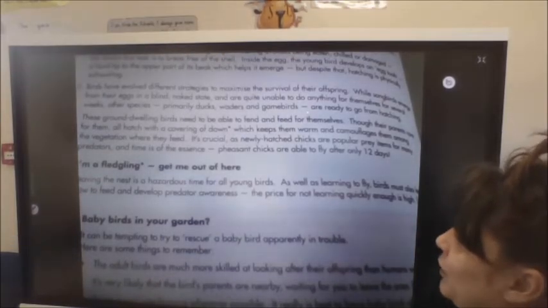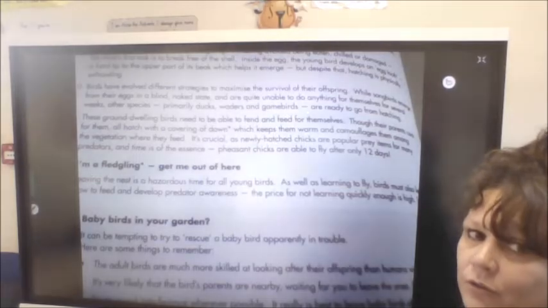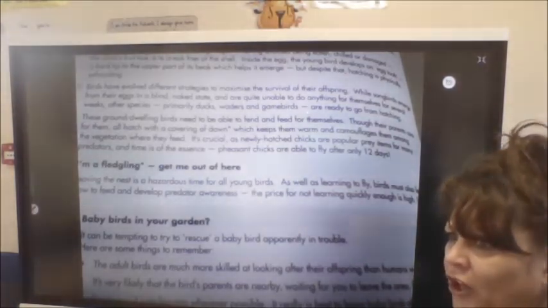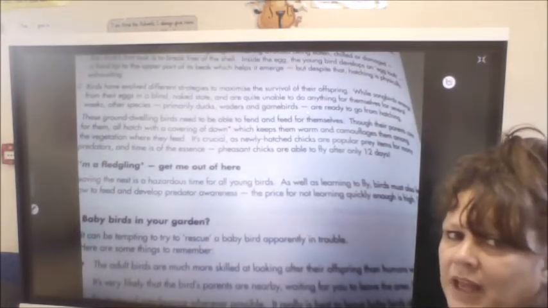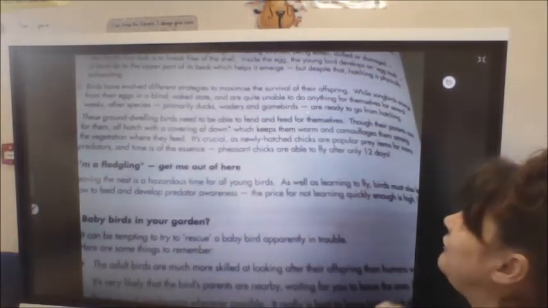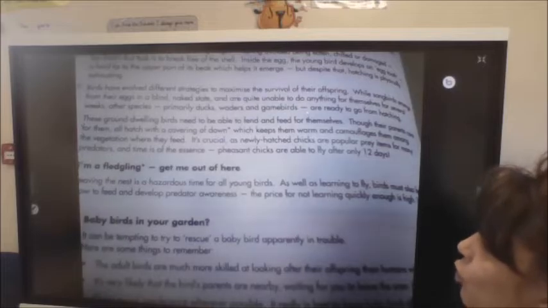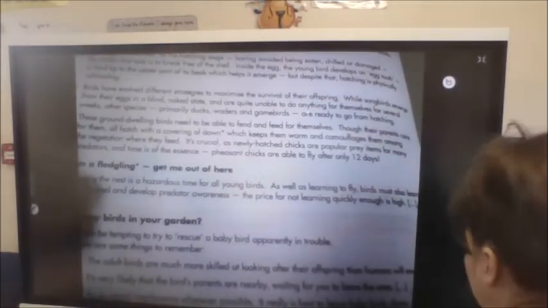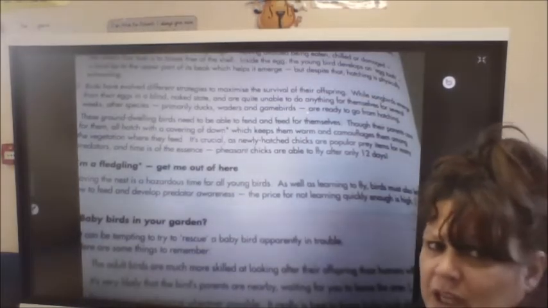So these ground-dwelling birds need to be able to fend, so they need to be able to look after themselves. Okay, they need to be able to make sure that they can escape danger. They can protect themselves. So fend and feed for themselves. So their parents care for them, all hatch with a covering of down. And if you look in your glossary, you've got the little asterisks there, and down are small soft feathers. So it keeps them warm.